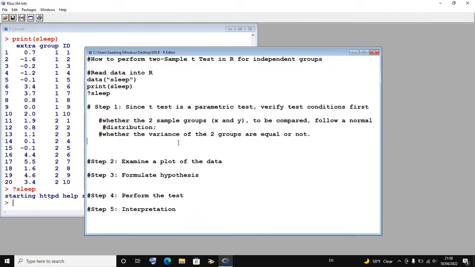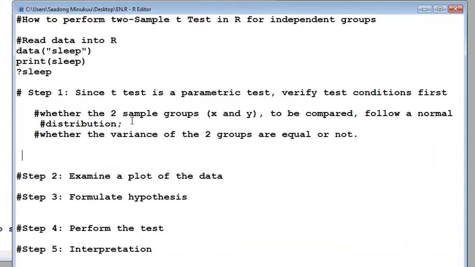Now, without speaking much, we're going to head on to performing the test. Like I said, we're going to first of all verify the conditions, and the first condition to verify is whether the two samples follow a normal distribution. There are different ways of testing whether a particular population or sample follows a normal distribution.